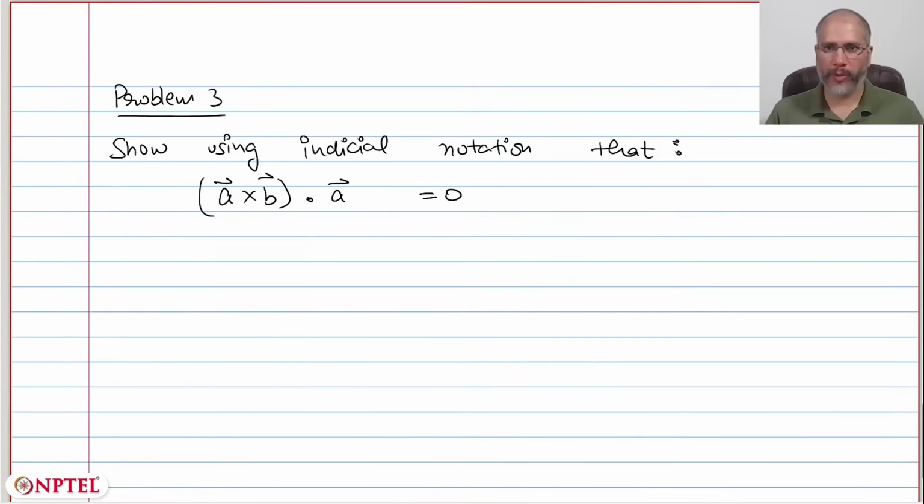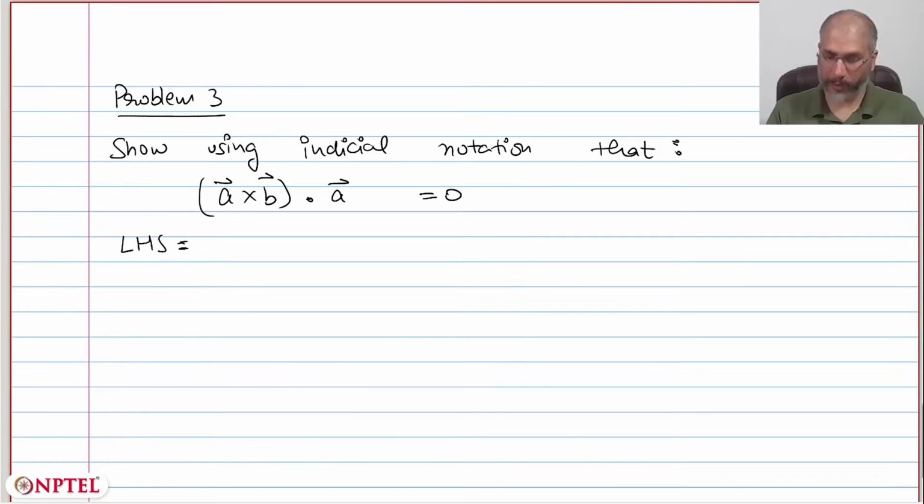So we have to show using the indicial notation that (A cross B) dot A is equal to 0. If you had to show this using symbolic notation, that's quite straightforward, because we know that A cross B is a vector which is perpendicular to both A and B. So if you do a dot with an A again, that will be 0. But again, this is an exercise in indicial notation, so I would want you to try it using indicial notation. So let's start with the left hand side.